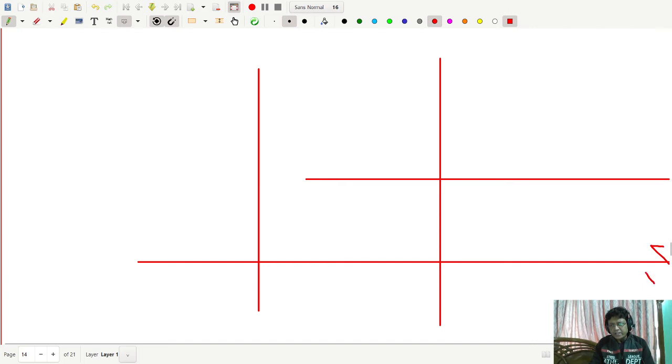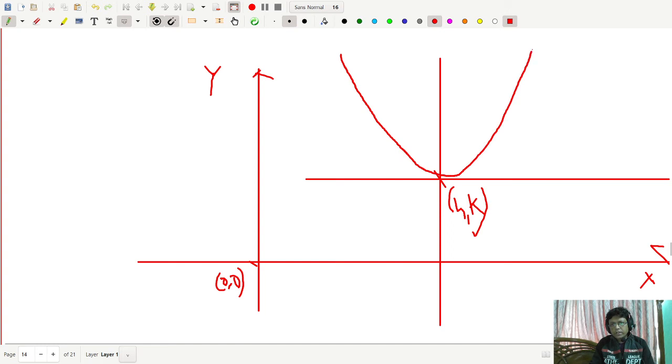This is the x-axis, right? This is the y-axis. This is the origin, but the origin is not the vertex. The vertex is h, k. So this is your h, k, right? You get the point h, k from here. So you draw, yeah, this is the parabola. Its axis is parallel to the positive direction of the y-axis. So you can get the vertex h, k, and the focus. What is your focus?